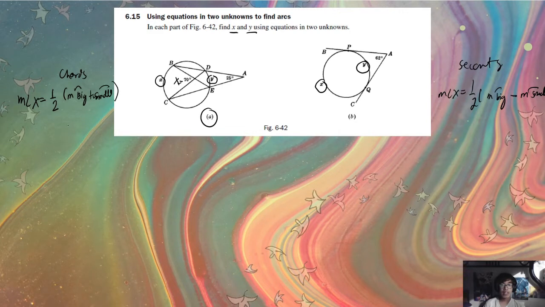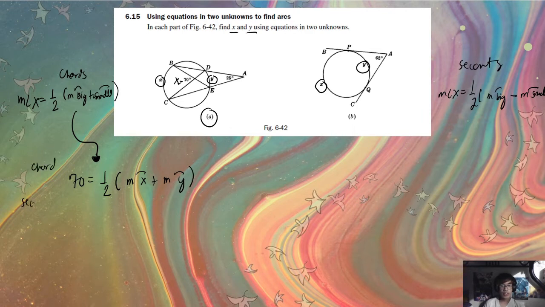And since we want to create an equation that we can use to solve for the missing value of x, this is going to give us 70 is equal to 1/2 the measurement of the big arc plus the measurement of the small arc. So this is for the chord.